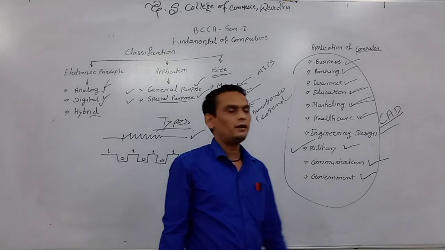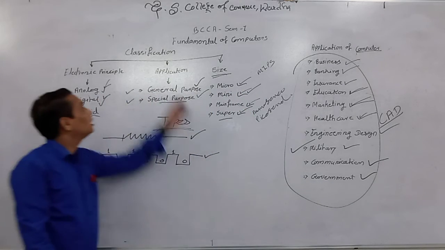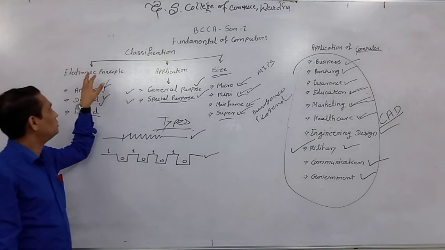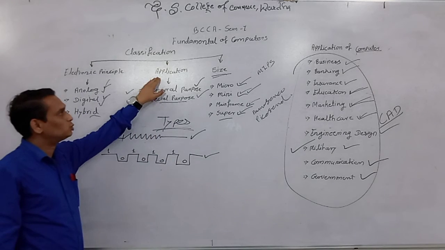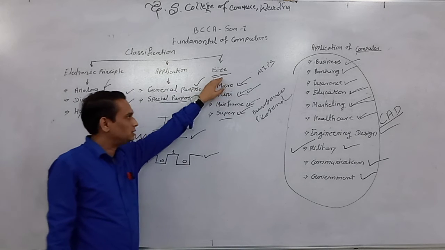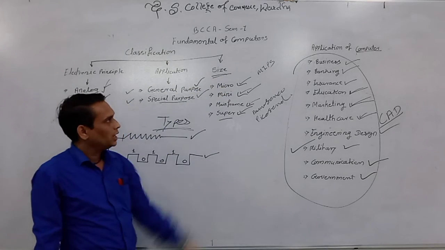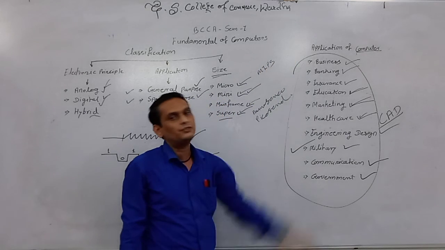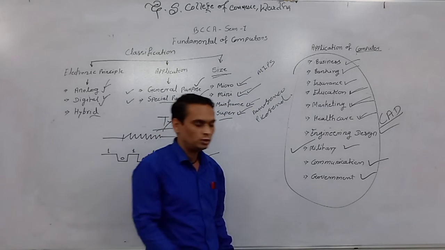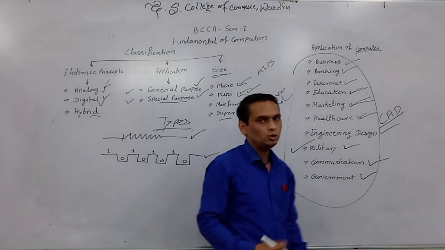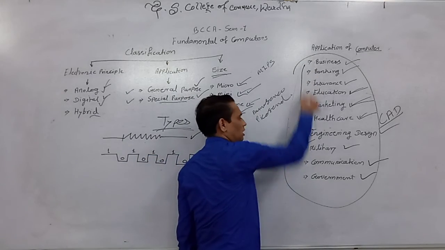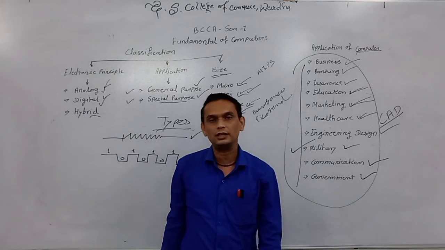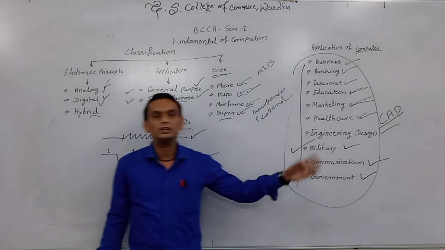So today we discussed the classifications and applications of computer systems. In classification we have electronic principles, according to application and according to size. Different types of computers are there, and according to applications, meaning uses of computers, each and every sector in today's commercial world uses the computer system, some of these being business, banking, insurance, education, marketing, healthcare, engineering, military, communication and government.